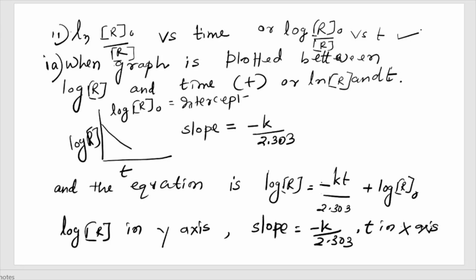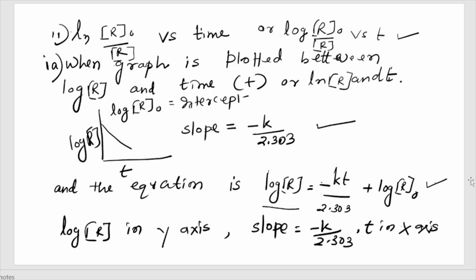So what is the difference between log and ln? I told you the same thing: ln equals log into 2.303. So when the graph is plotted between, first you will see log R versus time, then its slope is minus k by 2.303, because the equation is log R equal to minus kt by 2.303 plus log R0.